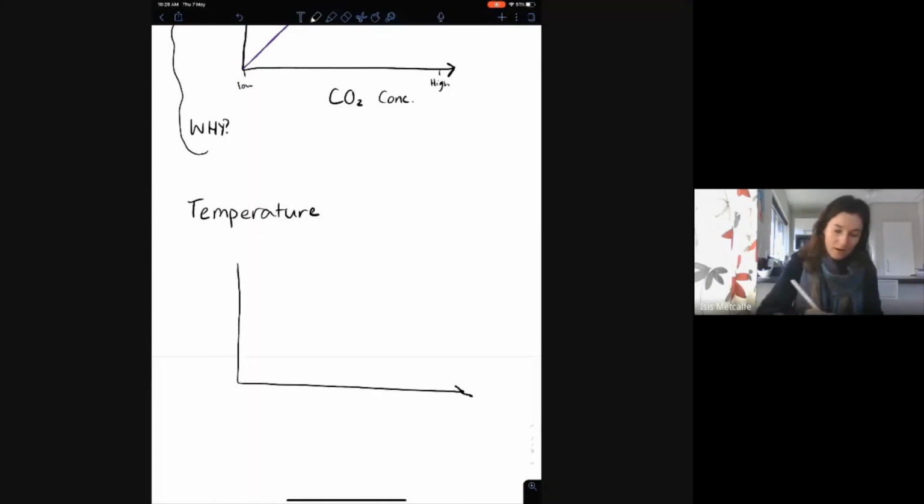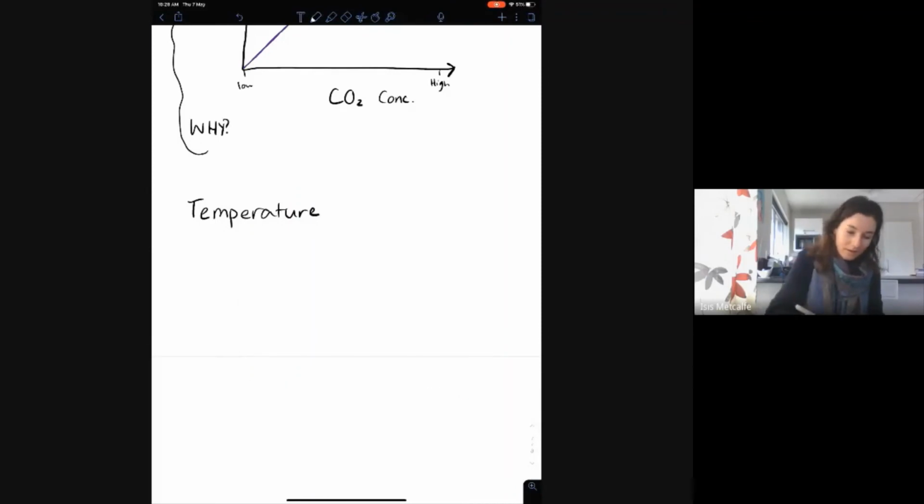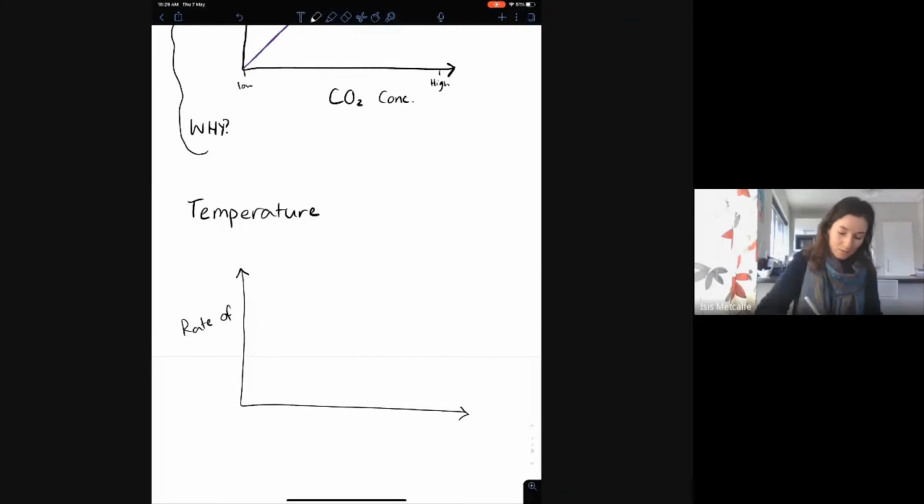So again, we do it with a graph. In science, we love a good graph, don't we? Graph. And then here we've got rate of photosynthesis. Again, it's always going to be.